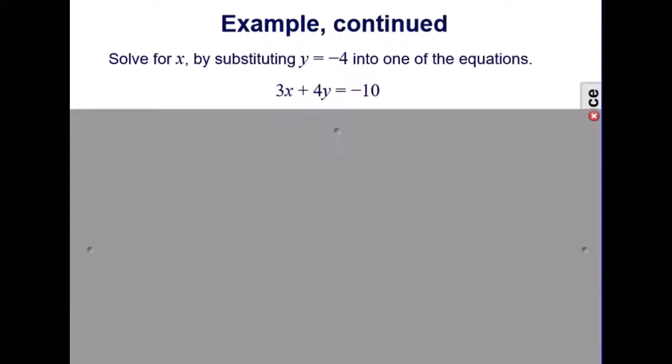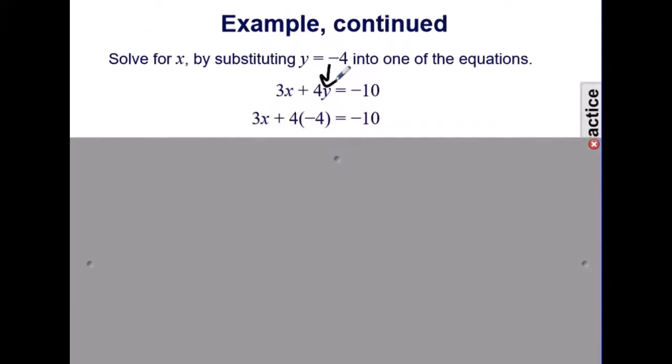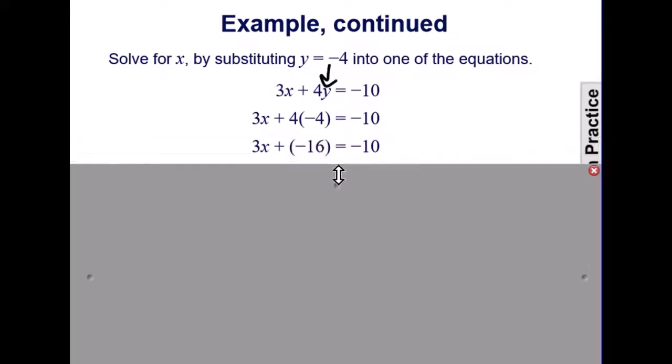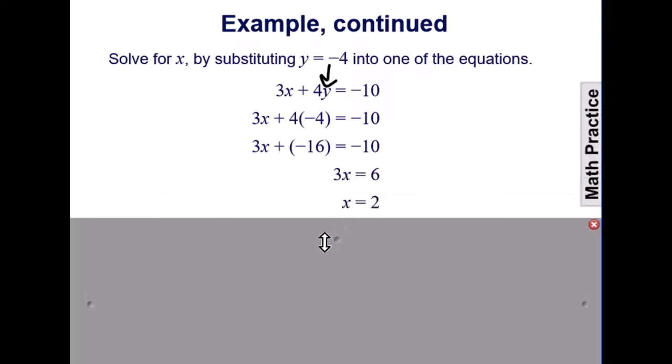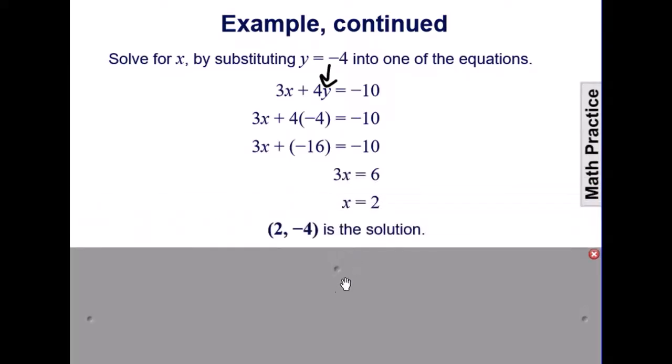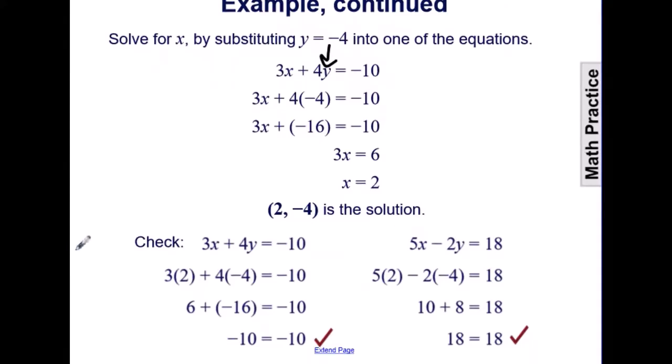We can now substitute that into either equation. So we're choosing this one, 3x plus 4y equals negative 10. Multiplying, changing to negative 16, adding the 16, and dividing by 3 gives us x equals 2. So we get, again, 2, negative 4 as our solution, and it works as our check, as it did before, in both equations. So whether you eliminate the y's or the x's, it's up to you. You have to make that decision.